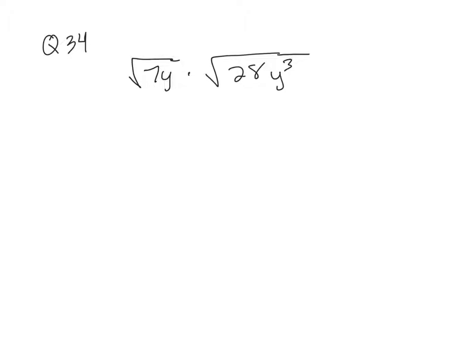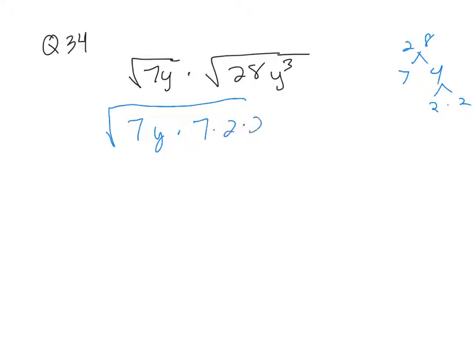Question 34, it's asking you to simplify the product. When you have two square roots and you're multiplying, you can put them all underneath one square root. So I have 7y times, and I'm going to break 28 down into its prime factorization, which is 7 times 4. Break that down, 2 times 2. So really this is 7 times 2 times 2. Break down that y to the third.